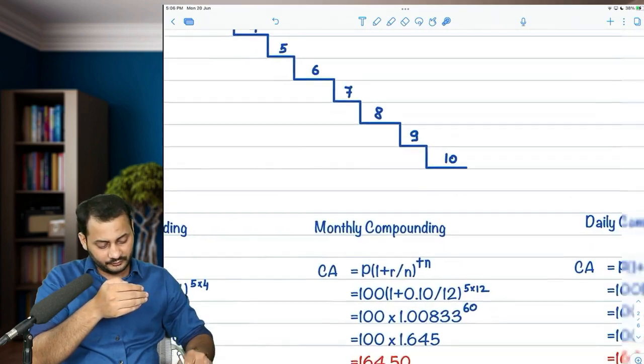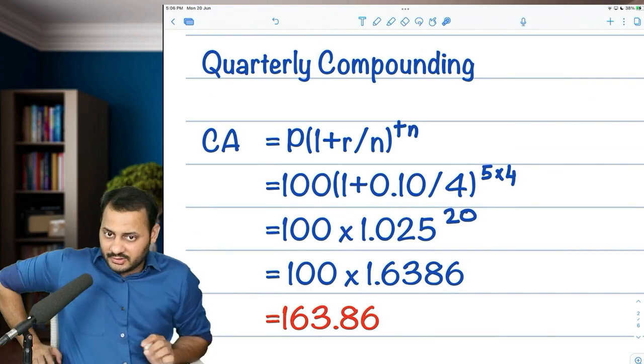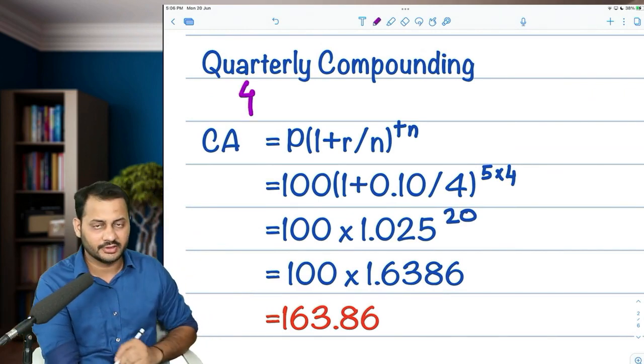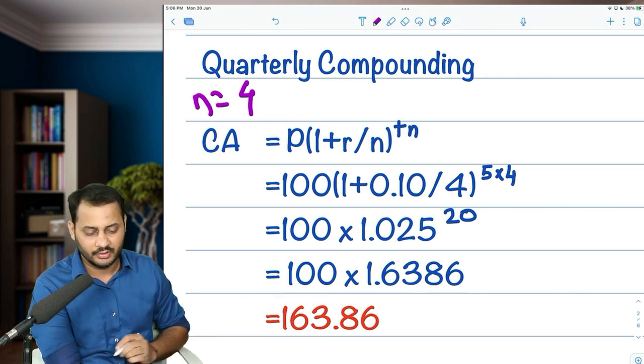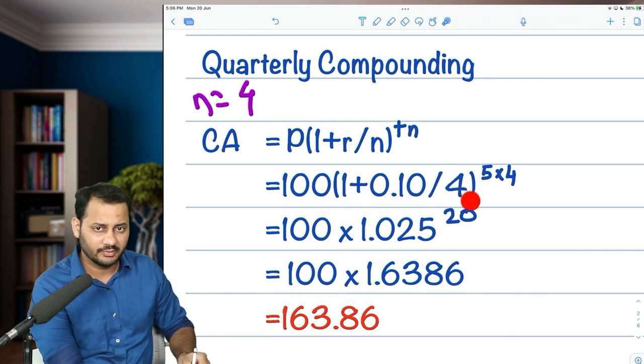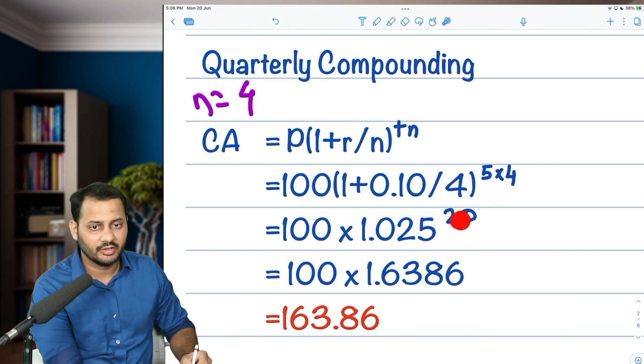Now, coming over to the next part, if you do the quarterly compounding, the formula will be like this. Have a look. How many quarters are there in a year? 4 quarters are there. So N will be 4. So if you do it, it will look like this: 100 in bracket 1 plus 0.10 divided by 4. This 0.10 is the per annum rate, 4 is the quarterly compounding, and to the power 5 years into 4 compounding. So 1.025 to the power 20 is 1.6386.